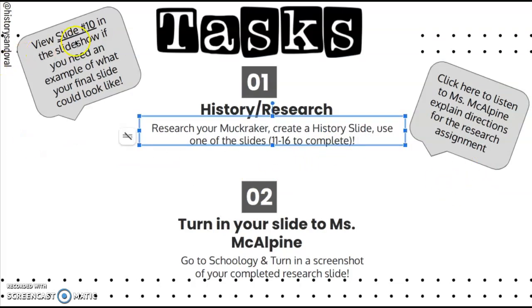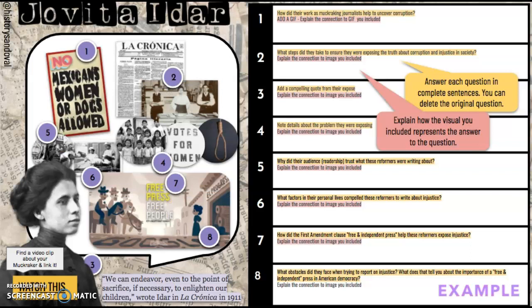So on slide number 10, you'll see I have an example of what your final slide could look like, okay? So if you scroll down to number 10, this is kind of the finished product, okay? So you'll see all the different artifacts that were found online, and then the little numbers by them, and then the questions that correlate to each of the artifacts. Okay, so answer each question in complete sentences.